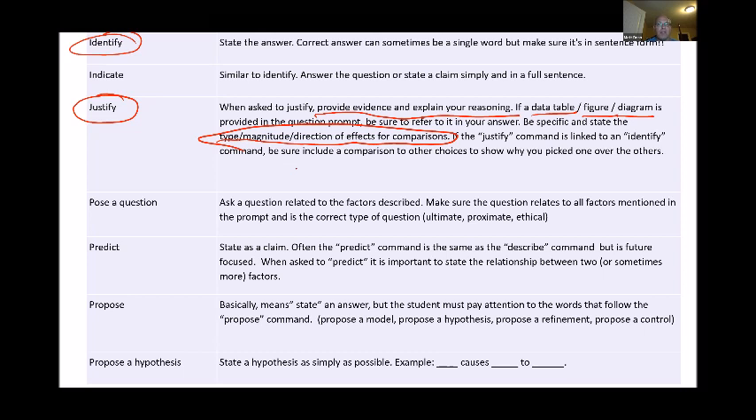So make sure that you, the key thing with justify is make a claim, provide evidence, refer to the evidence given to you in the question, and then explain why you think what you think. That's important.